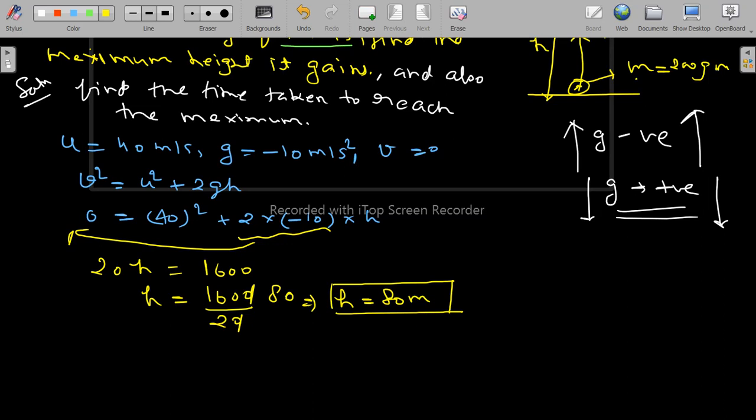Okay, and also find the time taken to reach the maximum height. Can you find the time also? Try to find out the time. Yes, I'll try. Okay, fine.